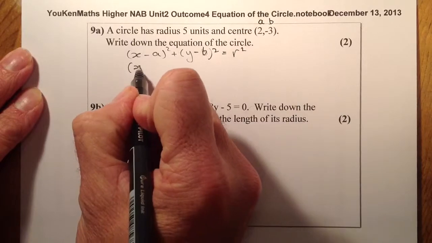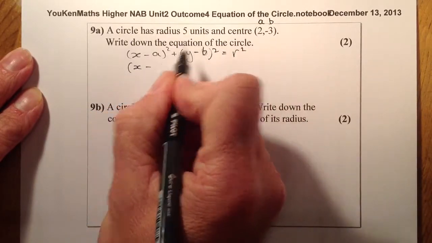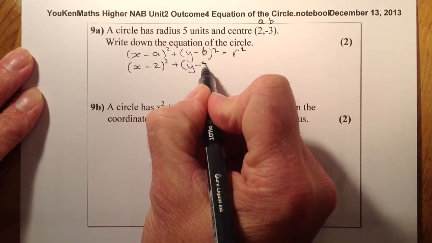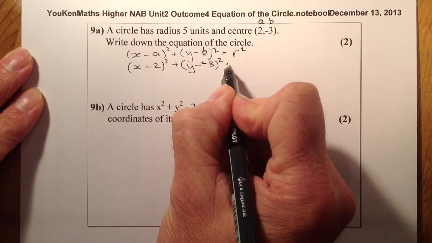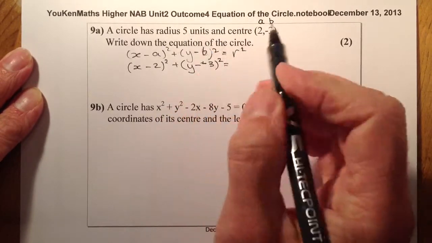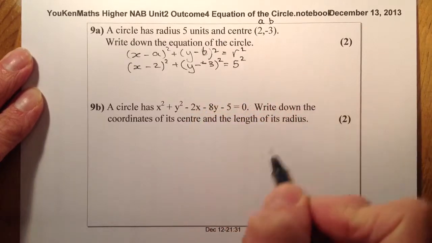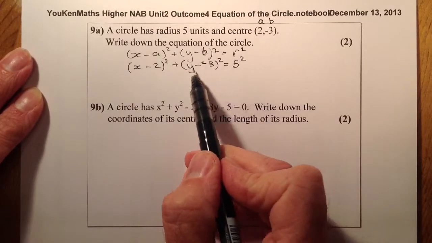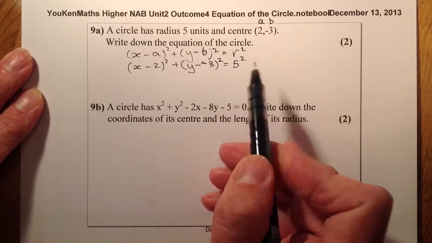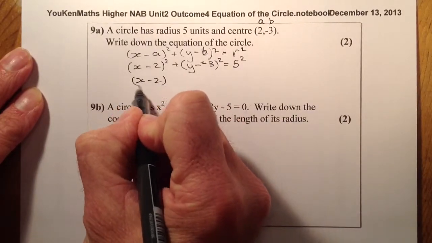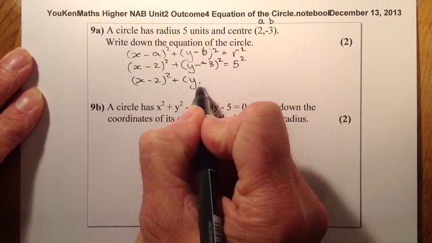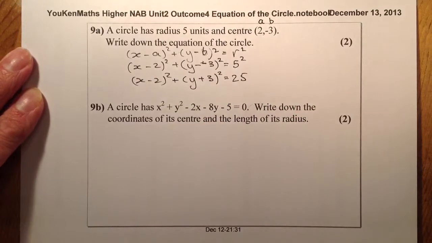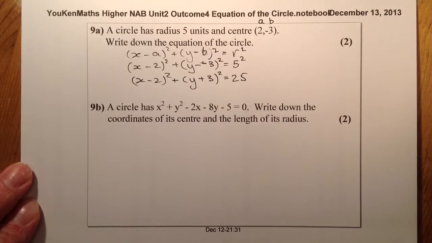So I get x minus, and I'm going to take the 2 in here, and I'm going to put in minus 3 in here, squared, and in here I'm going to substitute the radius, which is 5 squared. So I'm not complete here yet. What I want to do is tidy that up. I'm going to sort out the minus signs and square the right-hand side. So I've got (x - 2) squared plus (y + 3) squared, because I've got 2 minus signs together, and that's going to be equal to 25. And that's that question complete, because that's the equation of the circle.